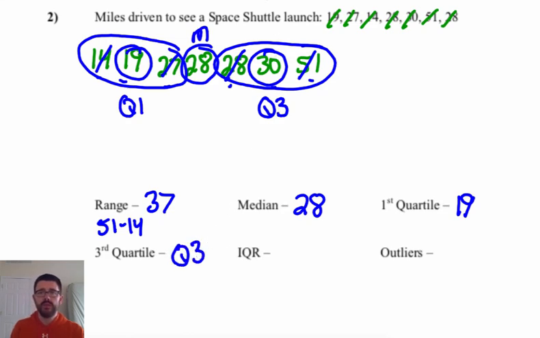Oh, didn't mean to write third quartile, I meant to write the actual number. That's going to be 30. My IQR is my third quartile minus my first quartile. That's 11. And then outliers.